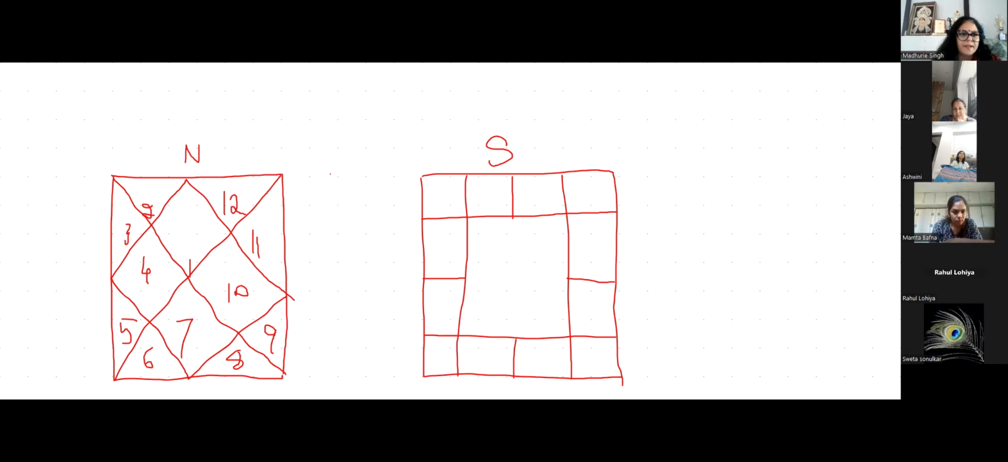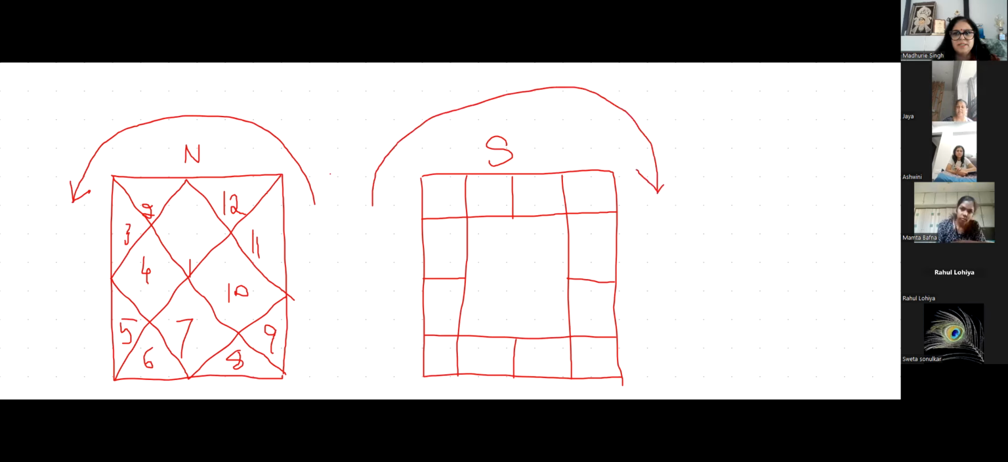Now, in North Indian, the way we move is, if you see anti-clockwise, 1, 2, 3, 4, 5, like this. So this is anti-clockwise, right? Are you able to see my pen move? Yes, okay. So in North Indian, we move from here to here, which is anti-clockwise. In South Indian, we move from here to here in the clockwise direction. So this is one of the starting basic differences.